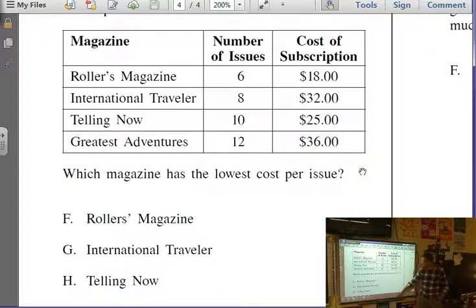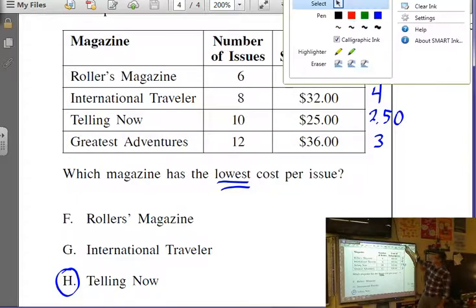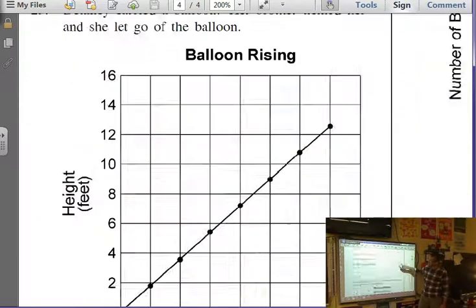18 divided by 6, I already know is going to be $3. 32 divided by 8, that's what I thought, it's 4. 25 divided by 10 is $2.50, and 36 divided by 12 is $3. If we're looking for lowest, this $2.50 would be the cheapest price. So answer H would be your correct answer there.